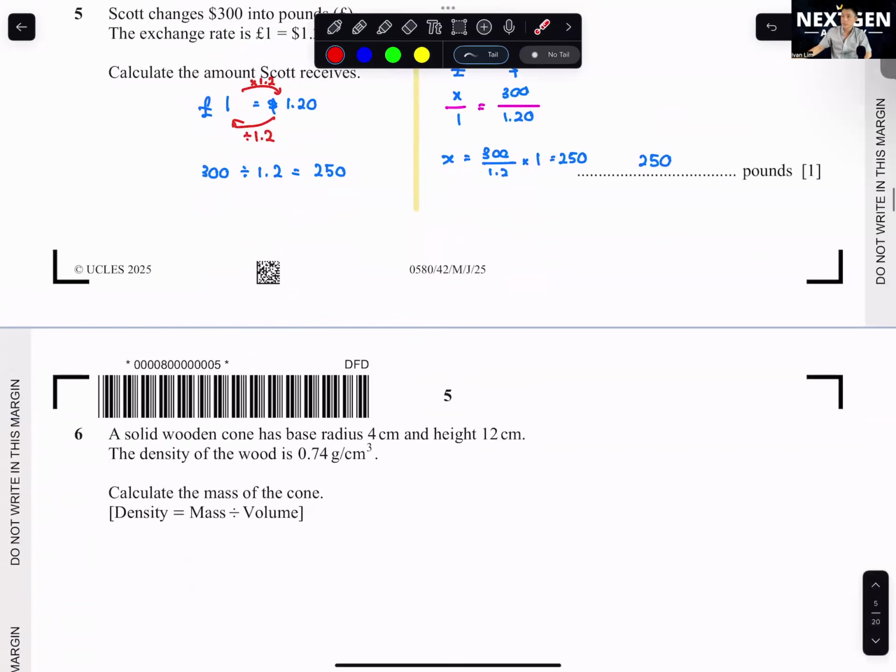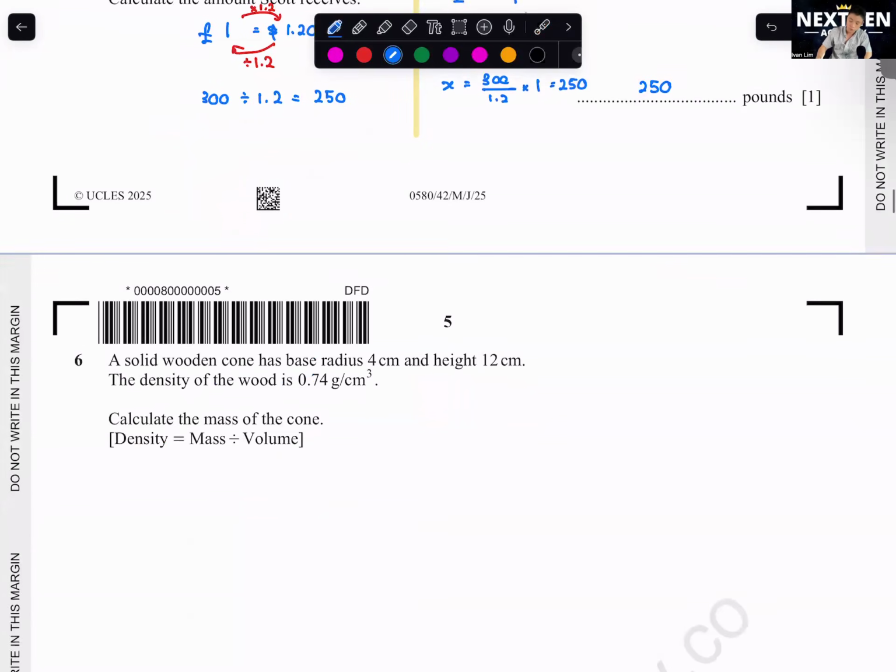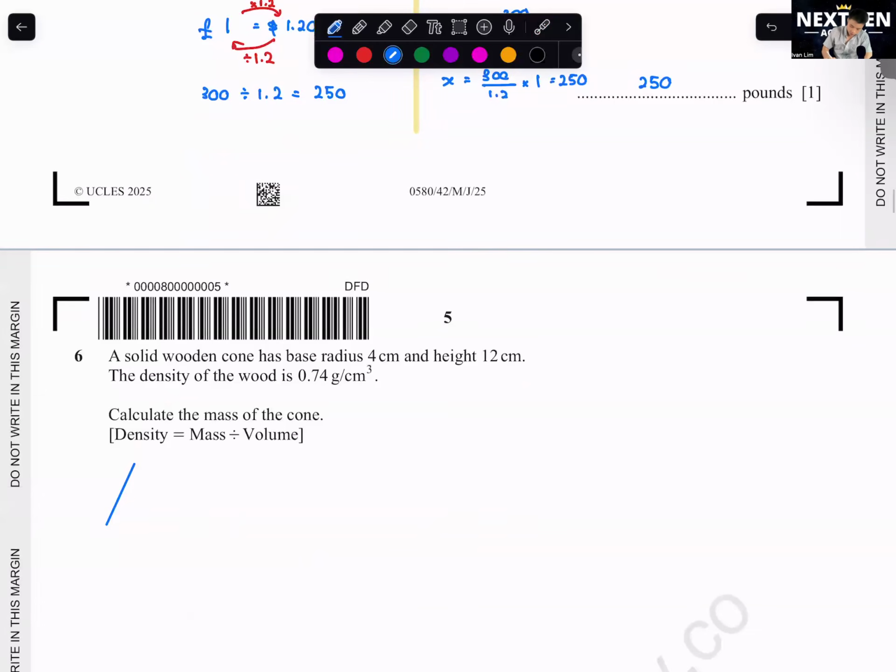Let's go to number 6. A solid wooden cone has base radius 4 cm and height 12 cm. The density of the wood is 0.74 gram per cm cubed. Calculate the mass of the cone. Density is equal to mass divided by volume. The formula of a cone is given to you, you can go and refer. So you have a cone. What did they give us? Radius is equal to 4. Height is equal to 12.